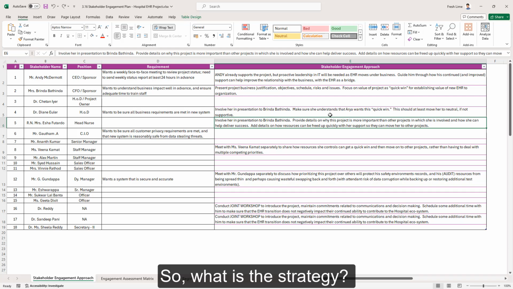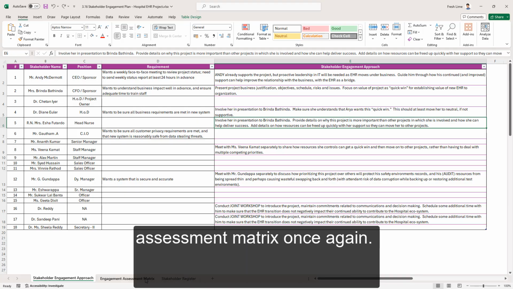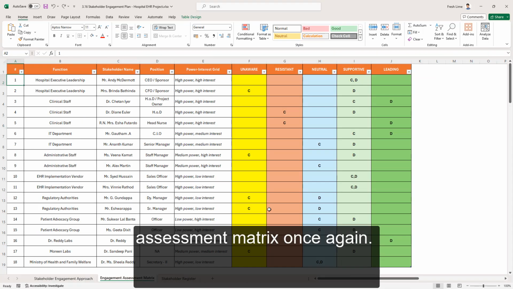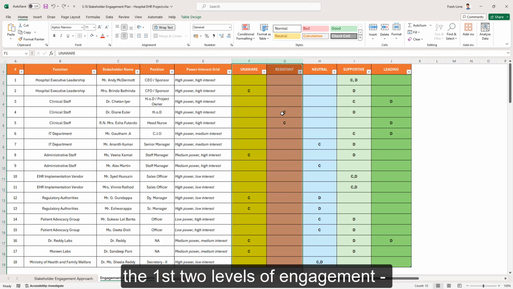So, what is the strategy? How did we arrive at this strategy? To explain the strategy, let's look at the assessment matrix once again. If you are not familiar with this, look at the earlier lesson in which we did this engagement assessment, and we will continue from this point. The first point is that you don't want any stakeholder in the first 2 levels of engagement. You can see quite a few stakeholders are in these 2, and so we need to engage with them effectively.